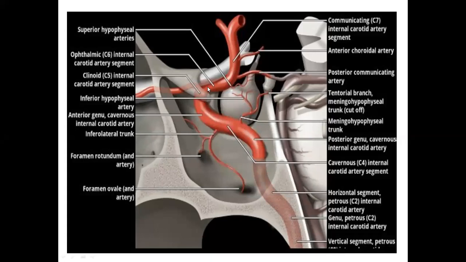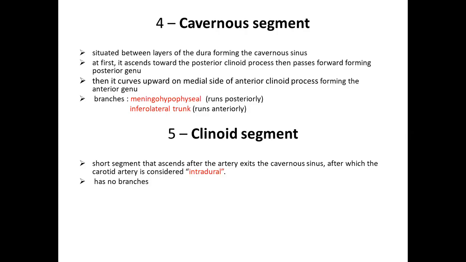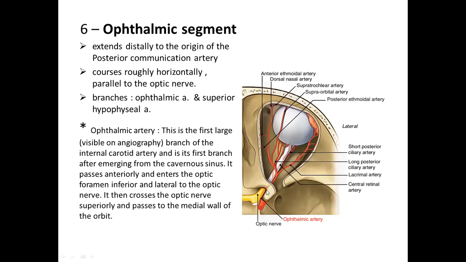Okay, okay, fine, professor. The ophthalmic segment extends distally to the origin of the posterior communicating artery. It passes parallel to the optic tract, and it has 2 branches: the ophthalmic artery and the superior hypophyseal artery. The ophthalmic artery is the first large branch of the internal carotid artery visible on angiogram, and the first branch after exiting from the cavernous sinus. It passes anteriorly and enters the optic foramen.